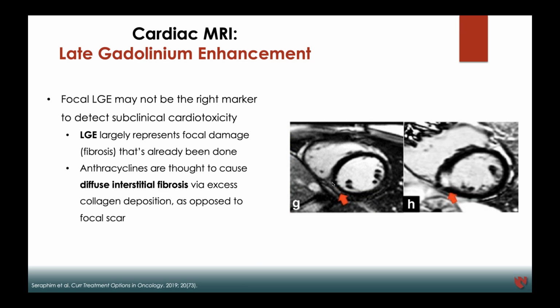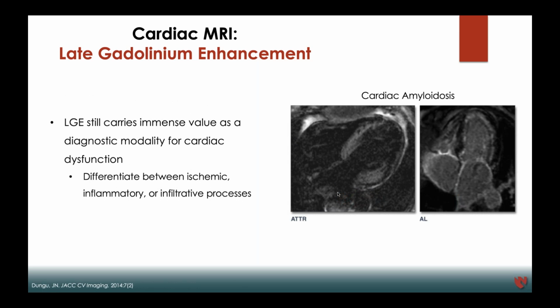And that's probably because when we are evaluating LGE in our cardiac MRIs, that largely represents focal damage or fibrosis that's already been done. We're not necessarily getting that average late gadolinium enhancement signal like in that rat study. So this is focal fibrosis that we're evaluating. And anthracyclines are thought to cause diffuse interstitial fibrosis, affecting the entire myocardium via excess collagen deposition, as opposed to this focal scar. So maybe LGE is not the right biomarker to use for detecting subclinical cardiotoxicity, but LGE still carries immense value as a diagnostic modality for cardiac dysfunction.